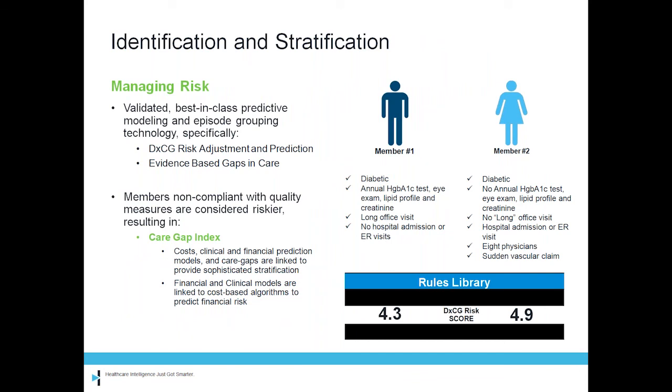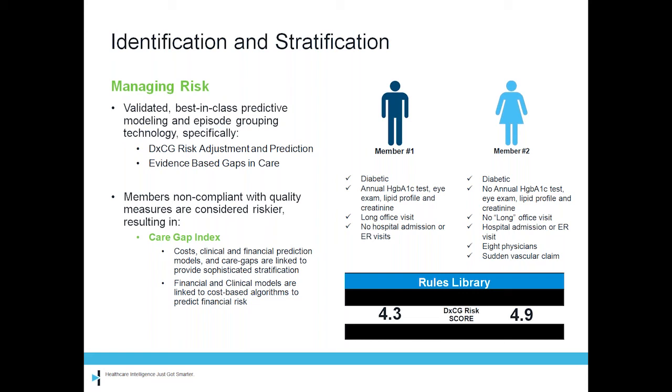The one thing that I wanted to talk about that wasn't in the last slide, but in this slide, is that in addition to understanding the illness burden, represented by DXCG, which is Verisk's risk scoring methodology, I mentioned earlier there are over 200 quality risk measures that Verisk has access to and that they've developed, and they're always developing more.